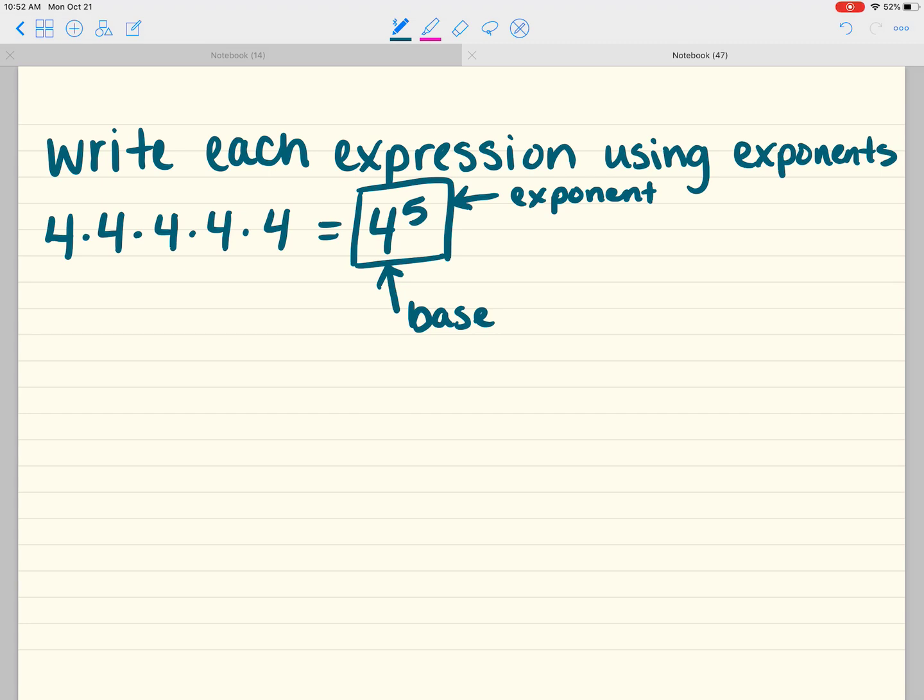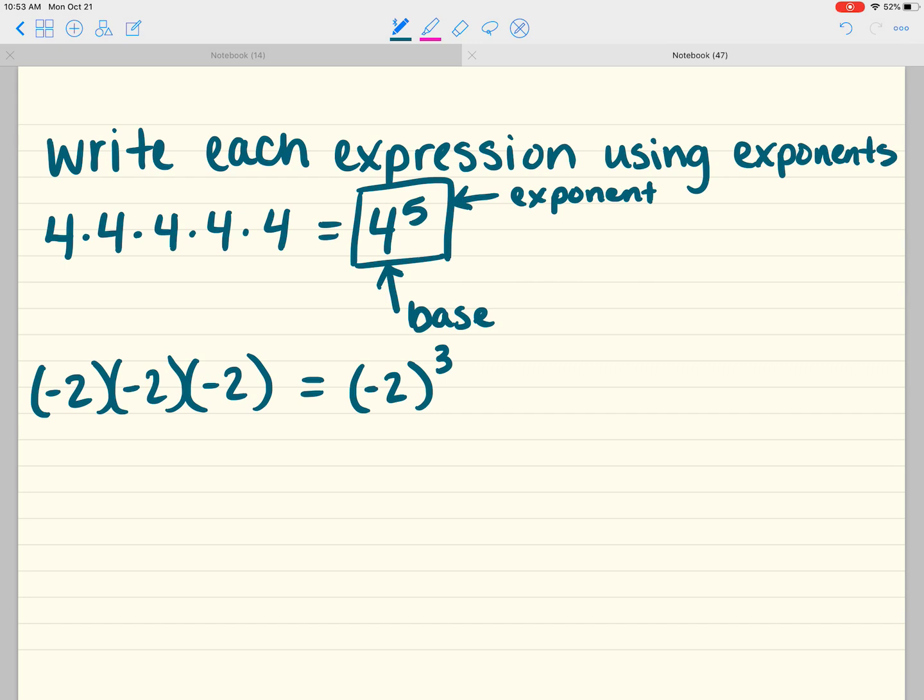Okay? All right, what if you have negative 2 times negative 2 times negative 2? Negative 2 to the third power? Do you need parentheses around negative 2? Yes, you do. Anytime you have a negative, you should always put it in parentheses. The reason why, which I'll show you in just a second, is when we start using our calculator to solve some of these, if you don't put it in parentheses, it's not going to give you the correct answer. And the exponent goes outside of the parentheses.